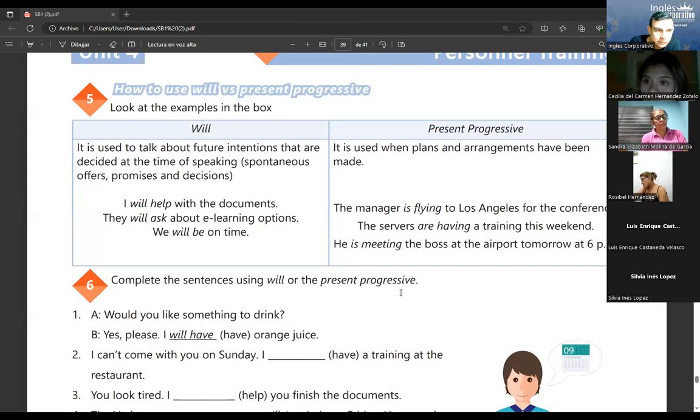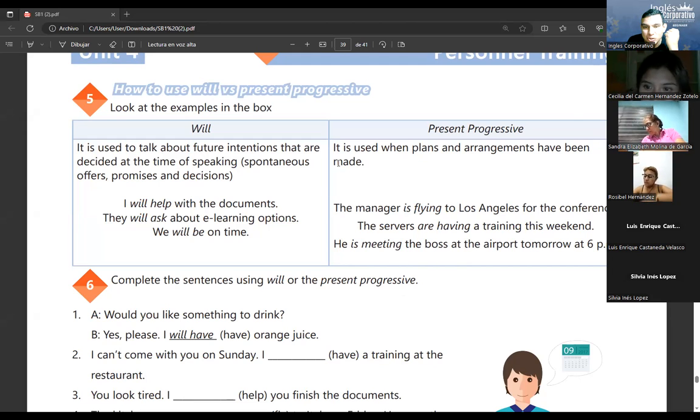Here you have. It is used to talk about future intentions that are decided at the time of speaking and spontaneous offers, promises, and decisions. I will help with the documents. They will ask about e-learning options. We'll be on time. Okay, decisiones que se toman en el momento, sin planificar.